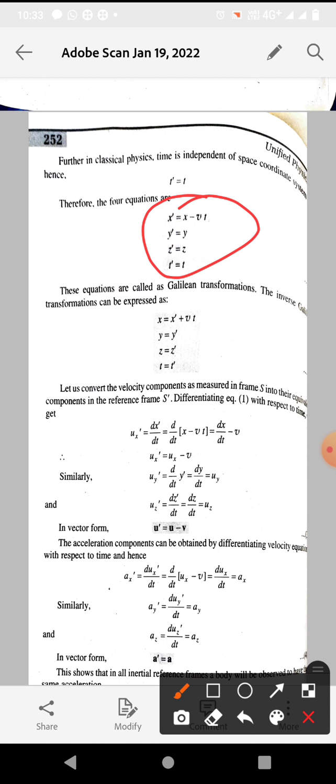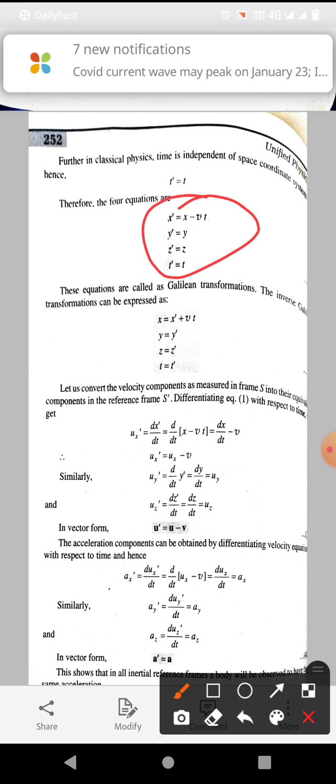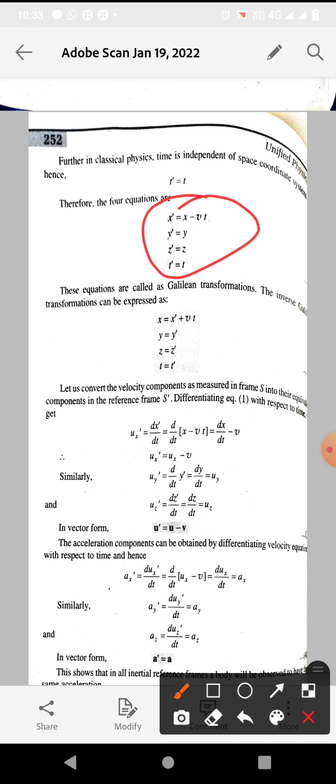What do we learn from the Galilean transformation equations? What information do they give? That position is changing, so x dash is x minus vt, and t dash is equal to t. These equations are the Galilean transformation equations.